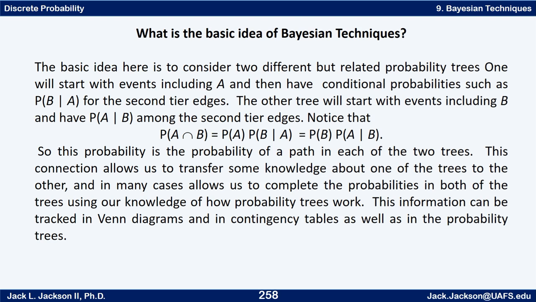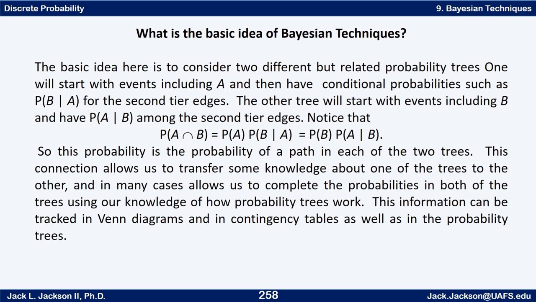One will start with events including A, and then they'll have some conditional probabilities such as B given A for second tier edges. The other tree will start with events, say maybe including B, and have probability of A given B among their second tier edges. And remember that the probability of A intersect B, in other words A and B probability, is the probability of A times the probability of B given A, but it's also probability of B times the probability of A given B. And these two ways of doing this intersection make a connection between the two trees.